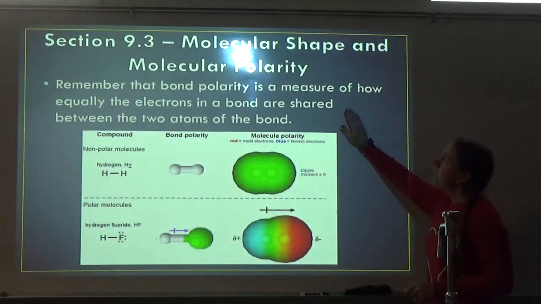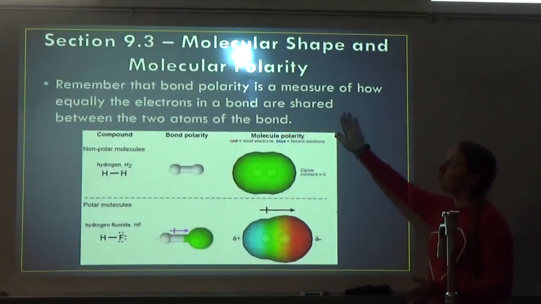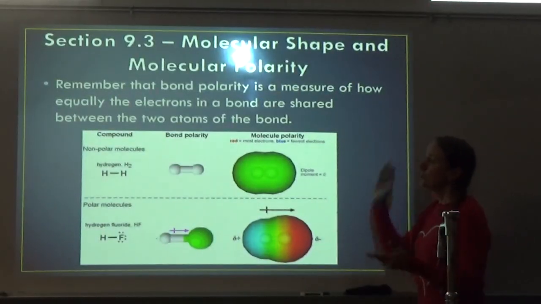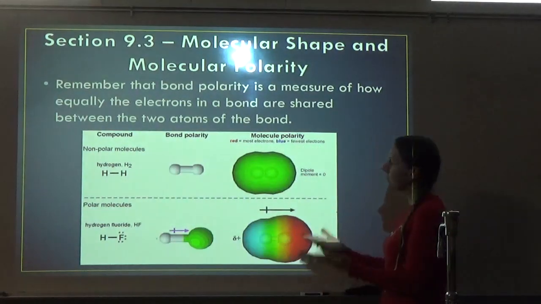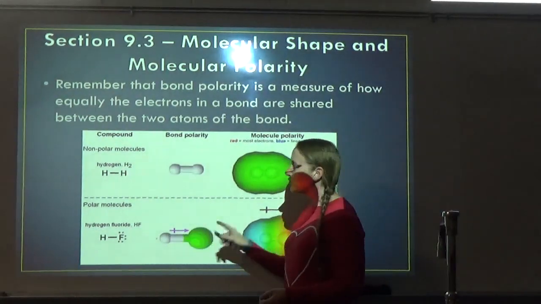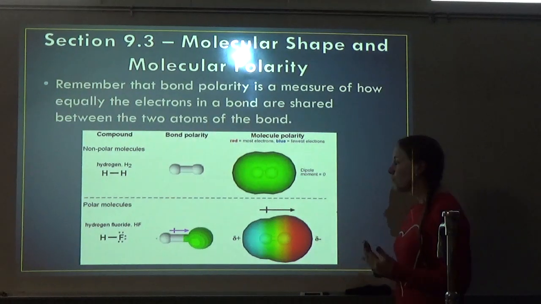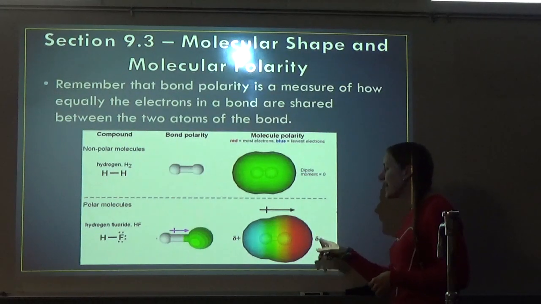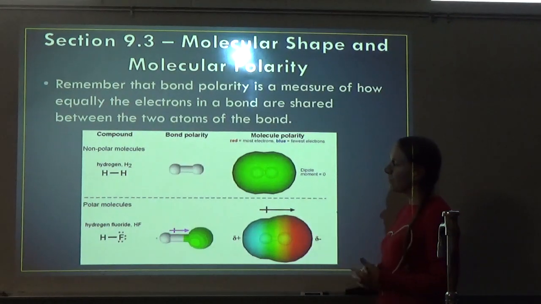So remember that bond polarity is a measure of how equally the electrons in a bond are shared between two atoms in the bond. If it's two atoms that are the same, they'll have the same electronegativity, or the same pull on those electrons, and we say that it's nonpolar. But if one has a greater electronegativity than the other, that atom will pull the electrons more, and so then you get a partial negative and partial positive side, and we say it's polar or has a dipole moment.